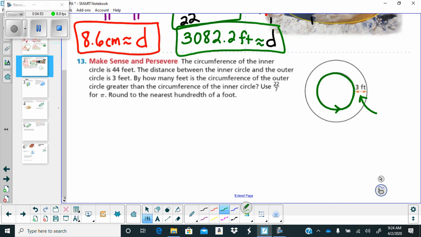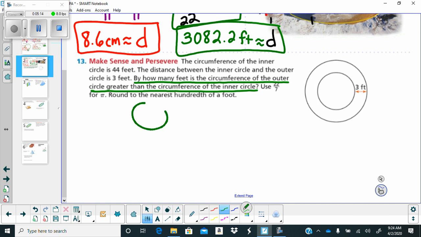And they want us to use 22/7 for pi, round to the nearest hundredth of a foot. Okay, here's the question. By how many feet is the circumference of the outer circle greater than the circumference of the inner circle? In your brain, you need to think of a plan. I need to know the circumference of the big circle minus the circumference of the little circle.